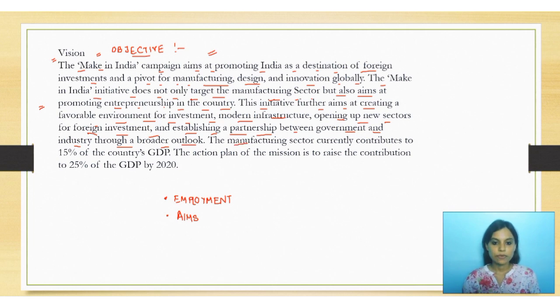The manufacturing sector currently contributes 15% of the country's GDP. The action plan of the mission is to raise the contribution to 25% of the GDP by 2020. So you can talk about its latest plans, like latest plans of the scheme. Okay.